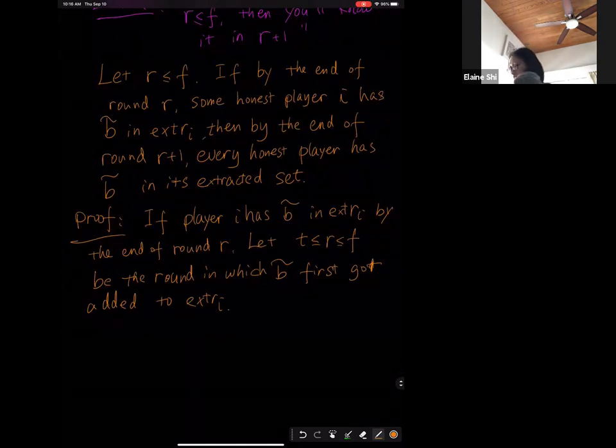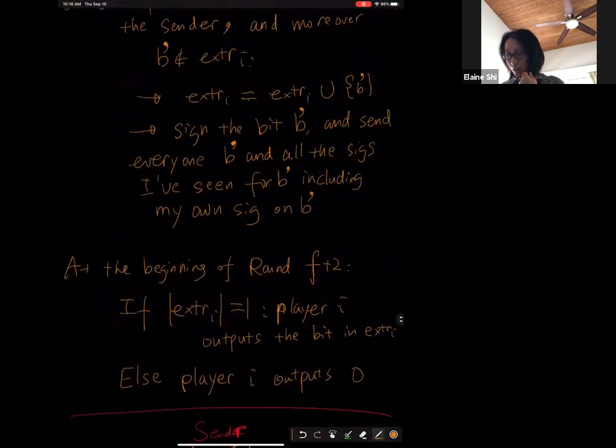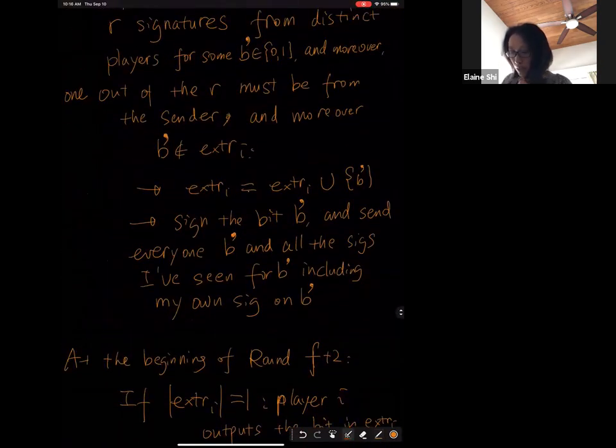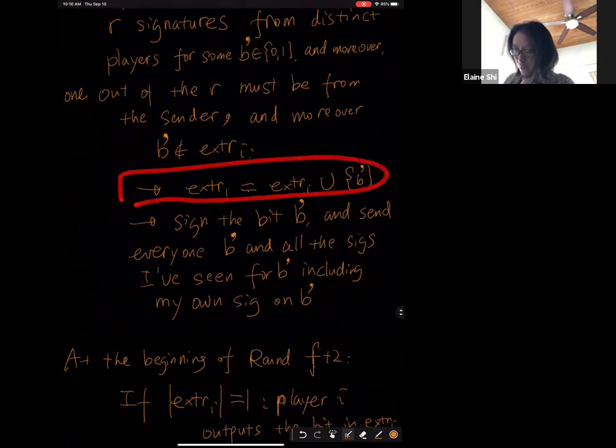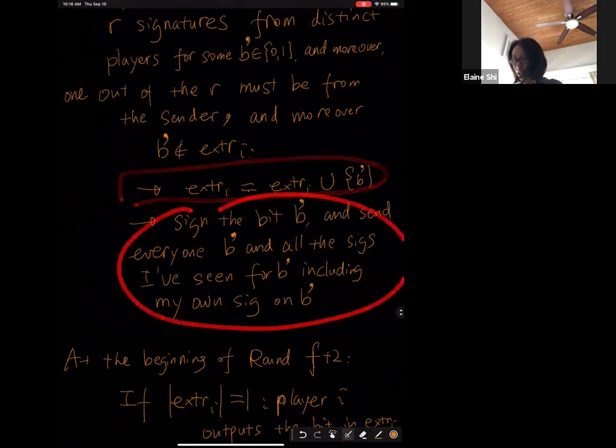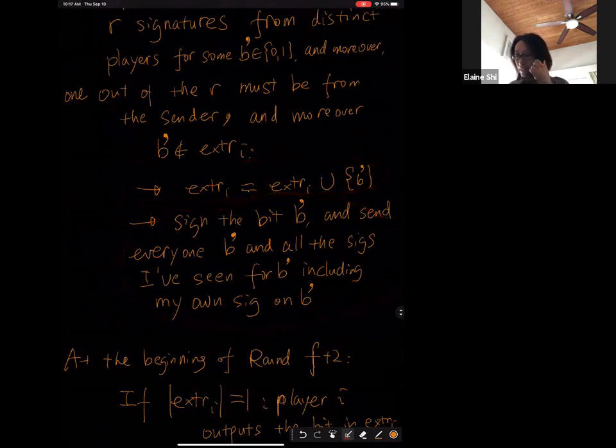Now let's think about round T. T is at most R. In round T, player i adds B tilde to its extracted set. Remember in the protocol, I'm scrolling to the protocol again, as soon as I add to my extracted set, I will inform everyone else. I send all the signatures on the bits that I'm adding to my extracted set, as well as my own signature. How do I know this will convince others to add it in round R plus 1, if they haven't already added it?